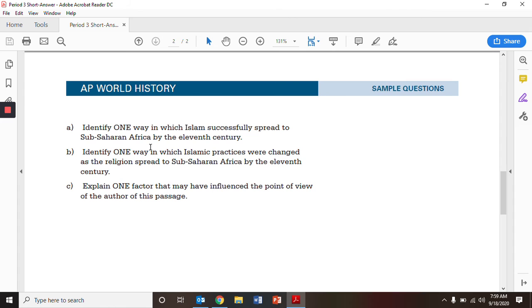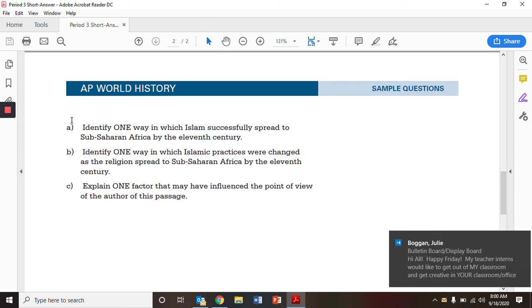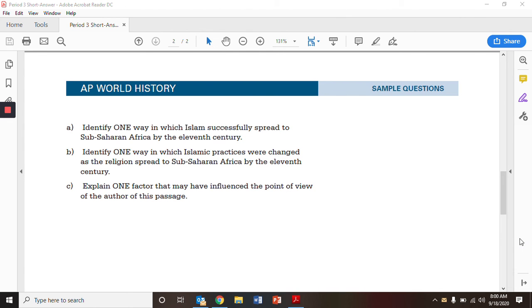Then for part B, identify one way in which Islamic practices were changed as the religion spread to sub-Saharan Africa by the 11th century. So then you can say, Islamic practices changed as the religion spread to sub-Saharan Africa as a result of, or one way that it changed was this, and then go through and answer the rest of that and explain.